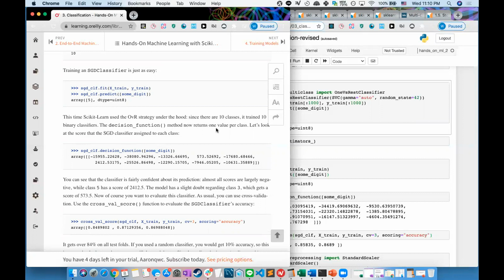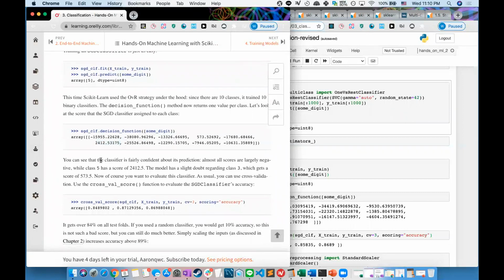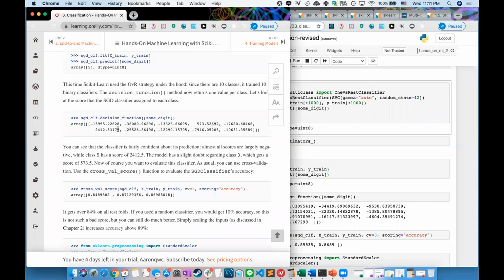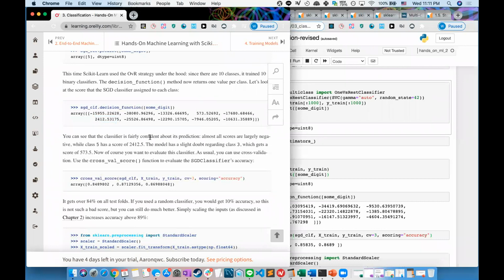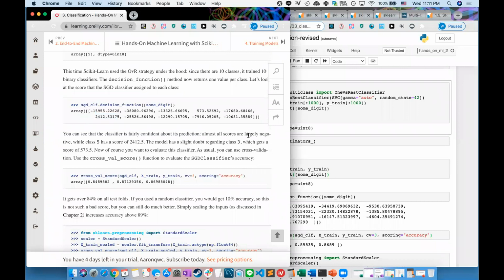The decision function method now returns one value per class. So again, this is the highest, even though this one is also close or positive, but it still picked the right one. You can see the classifier is fairly confident about its prediction. Almost all scores are largely negative, while class 5 has a score of 2412.5. The model has a slight doubt regarding class 3, which gets a score of 573.5.